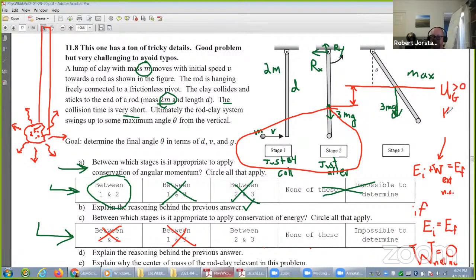So this is what I would say. The kinetic energy is equal to 0 in the end, but gravitational is non-zero. Whereas here, U due to gravity is equal to 0, but the kinetic is greater than 0. This actually is a conservation of energy problem between stages 2 and 3.